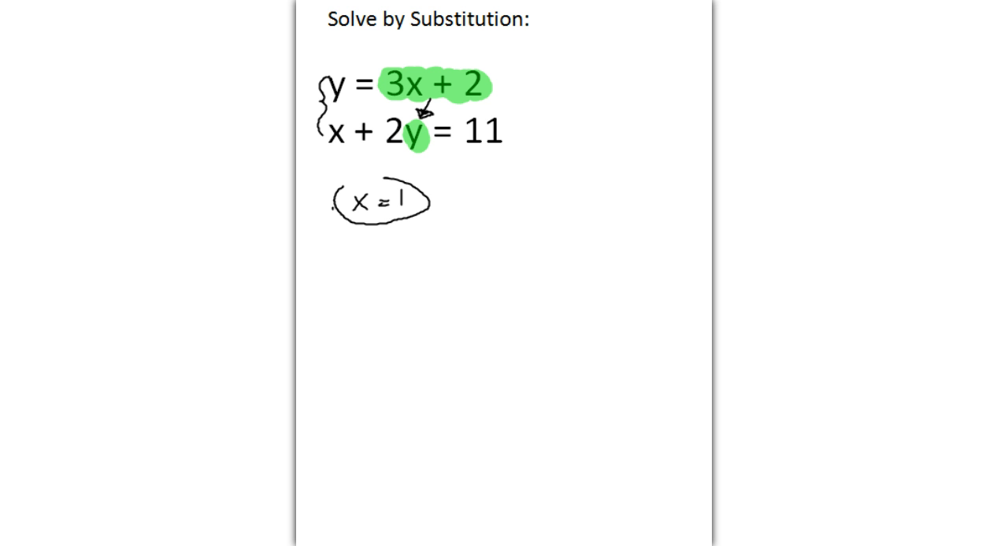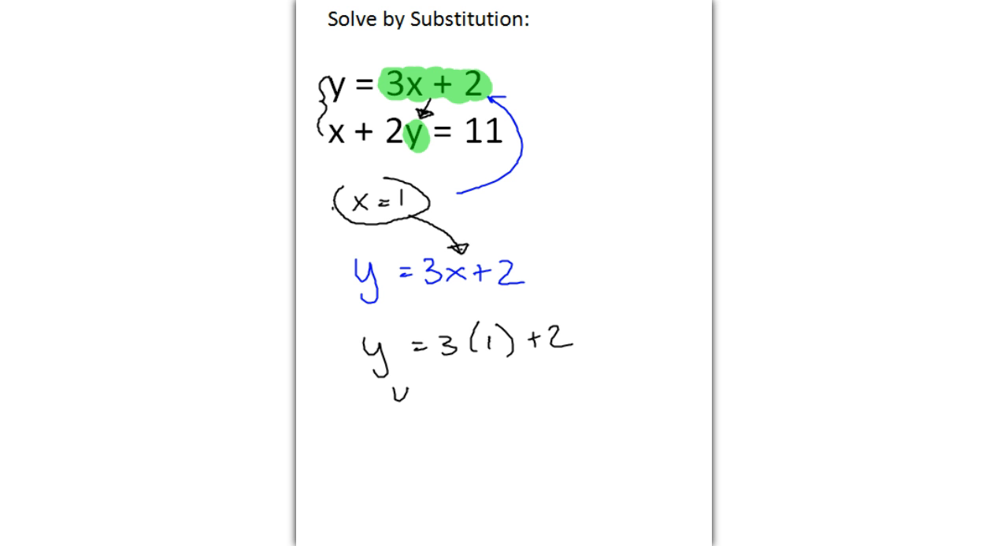So we're going to take that 1, and we're going to plug it into either equation. We can plug it into the top equation or the bottom equation. It actually doesn't matter. So I'll put it into the top one. I'm going to say y equals 3x plus 2. And now we know that x is 1, so that 1's going to go back in for x. So we have y equals 3 times 1 plus 2, and we get y equals a total of 5.